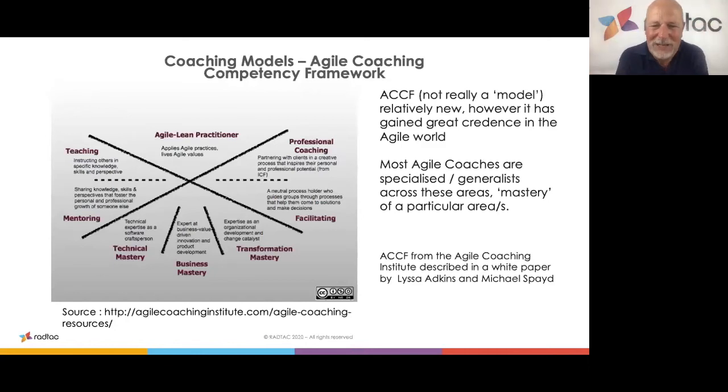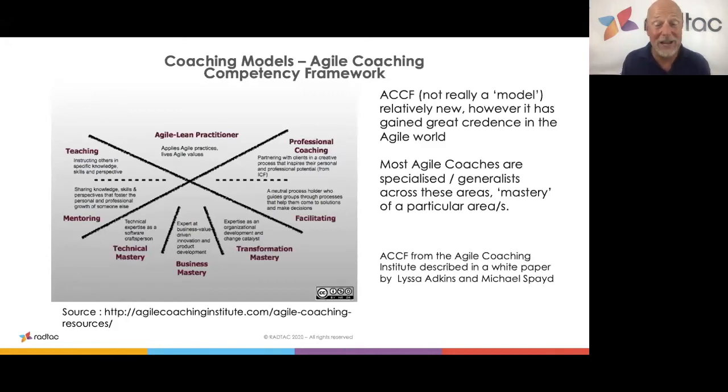It was described by the Agile Coaching Institute, by Lisa Adkins and Michael Spade. Some of you might have heard of these people, pretty famous in the Agile world. So I would recommend have a look at this. Now, again, we haven't got time on this short webinar to look into this in detail, but it's just giving you an idea, as you can see on the picture here, of the sorts of things the amazing Scrum Master needs to be aware of.